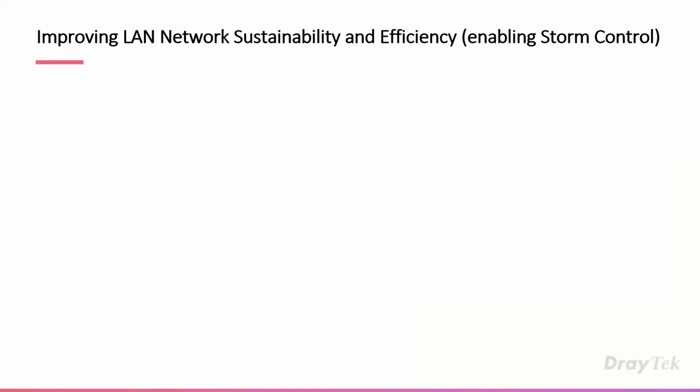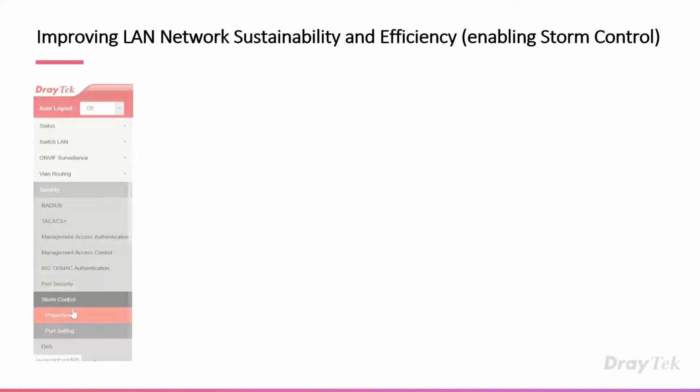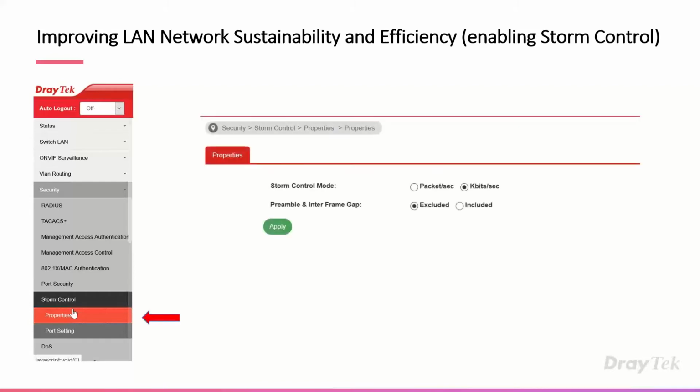So let's have a look on how we do that on DrayTek switches. Back onto the switch, we are now moving to security, and underneath we have storm control and properties. Select properties, and then we select the storm control mode as kilobits per second, and we exclude preambles from this process since that's not needed.